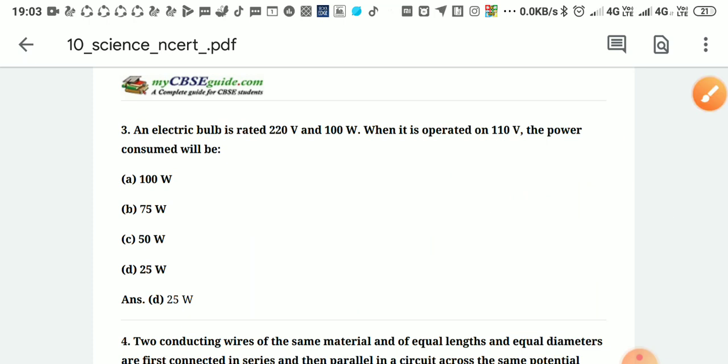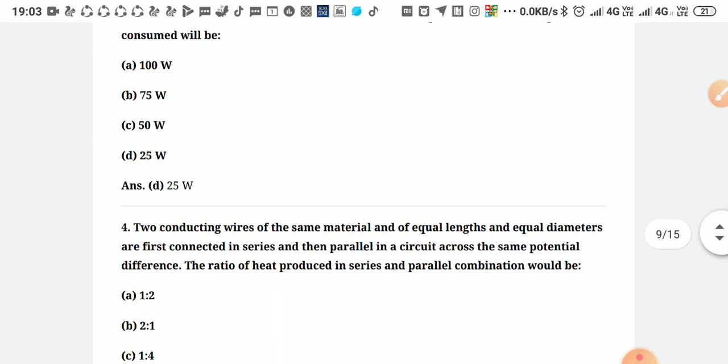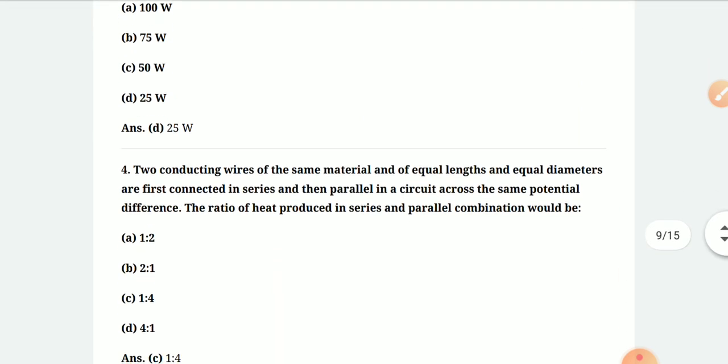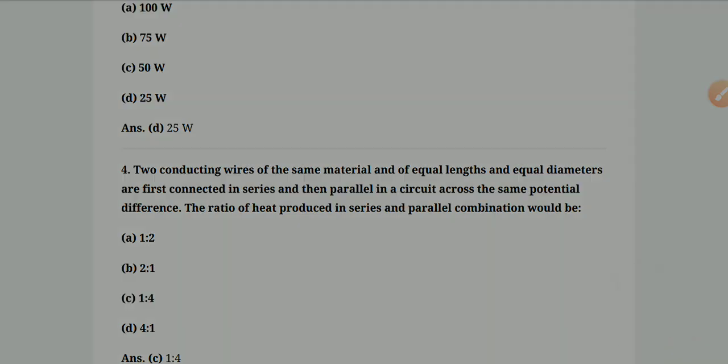Okay, this is our question number 3. Now move to question number 4. Two conducting wires of the same material and of equal length and equal diameters are first connected in series and then in parallel in a circuit across the same potential difference. The ratio of heat produced in series and parallel combination would be.